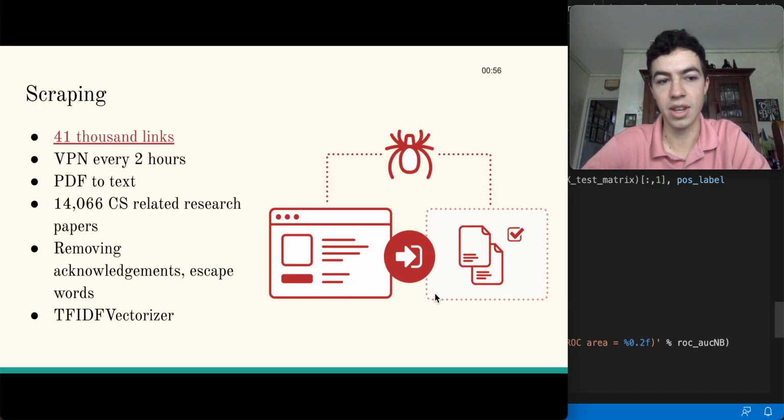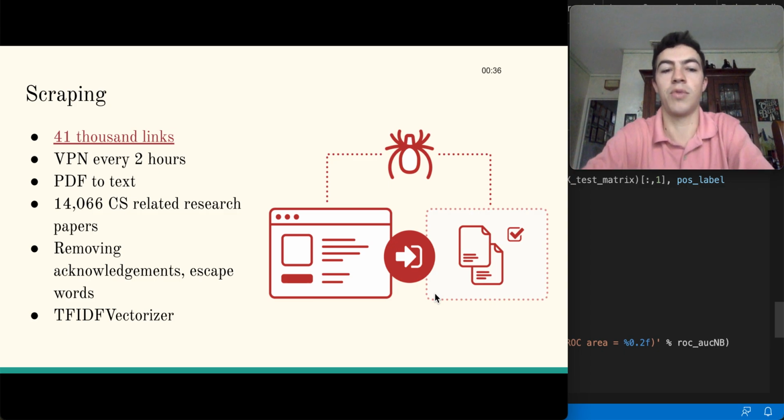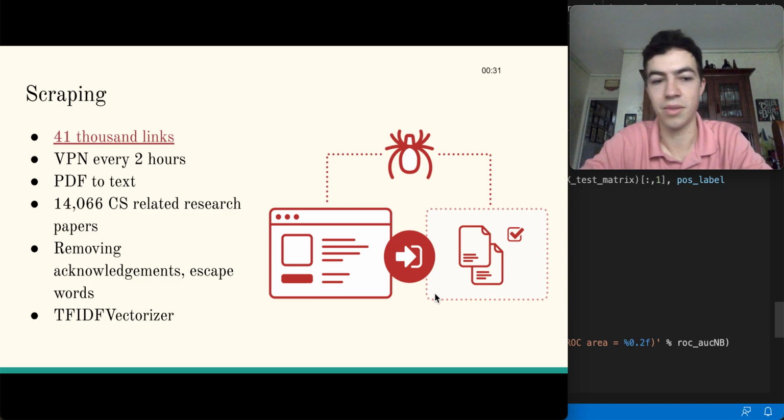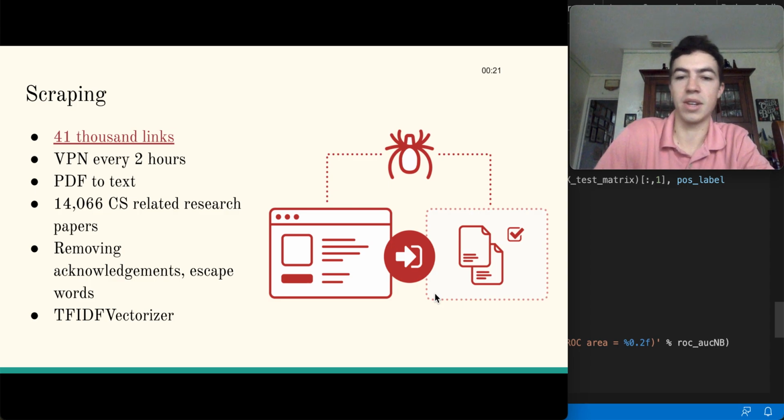So on this journey, I went and scraped 41,000 links, used a VPN because arXiv kicked me out a bunch of times. I converted PDF to text with a 50% conversion rate. In the end, I was able to grab 14,000 CS-related, mostly AI-related papers, and I removed the bottoms of the acknowledgements and escape words, and I TF vectorized.